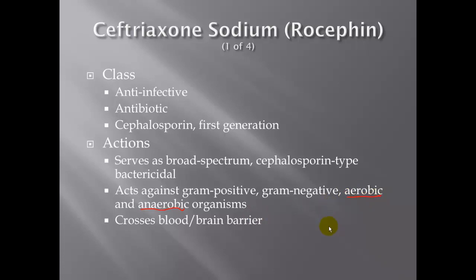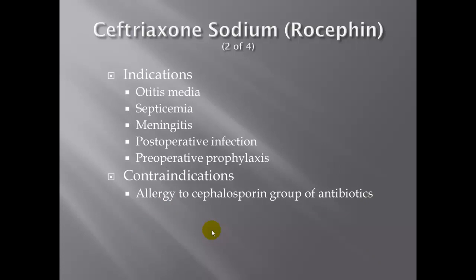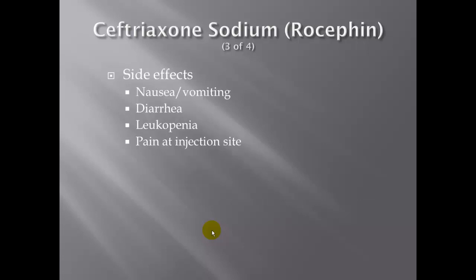So this one here, Rocephin, gives us a much broader spectrum whenever we're giving it. It's the one that we generally utilize in the acute care or in the emergency room to, if we don't know what the organism is but we want to get something on board, Rocephin's probably a good choice. It also crosses the blood-brain barrier, so it's good for meningitis as well. Indications: otitis media, septicemia, meningitis, post-operative infections, and preoperative prophylaxis. Contraindications: allergy to cephalosporin groups of antibiotics.